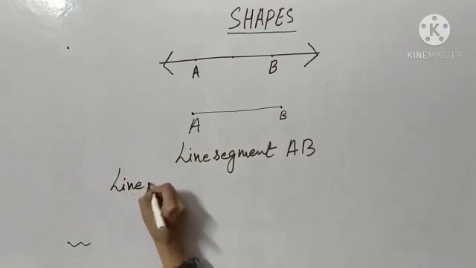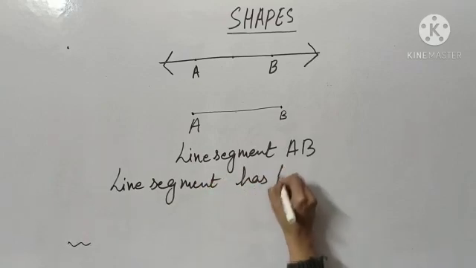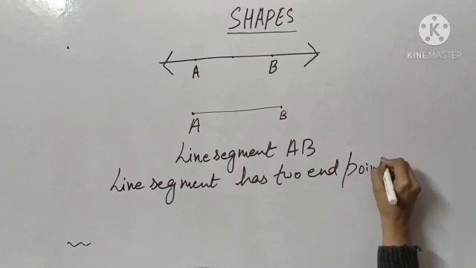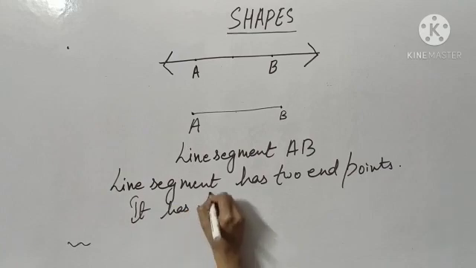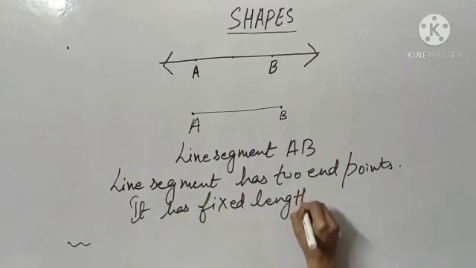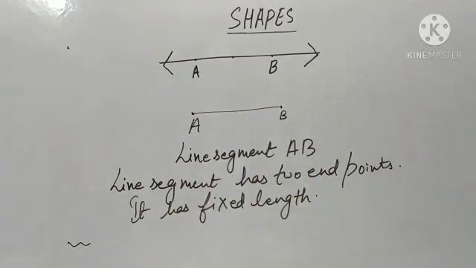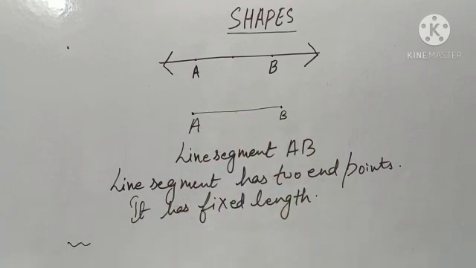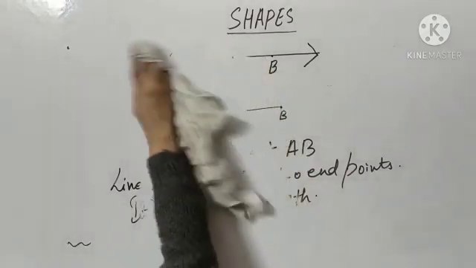So line segment has two end points. Or we can say line segment has fixed length. Yes, and line segment is a part of line only. It is a portion of line itself. So I hope you understood what is a point, what is line, line segment and ray.